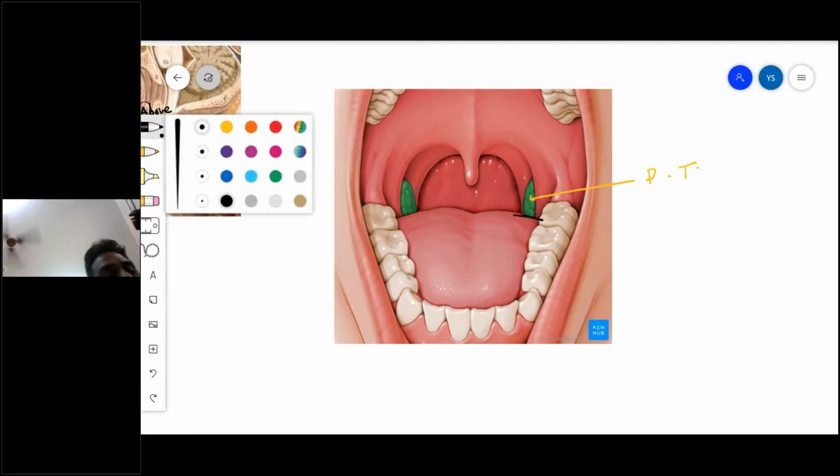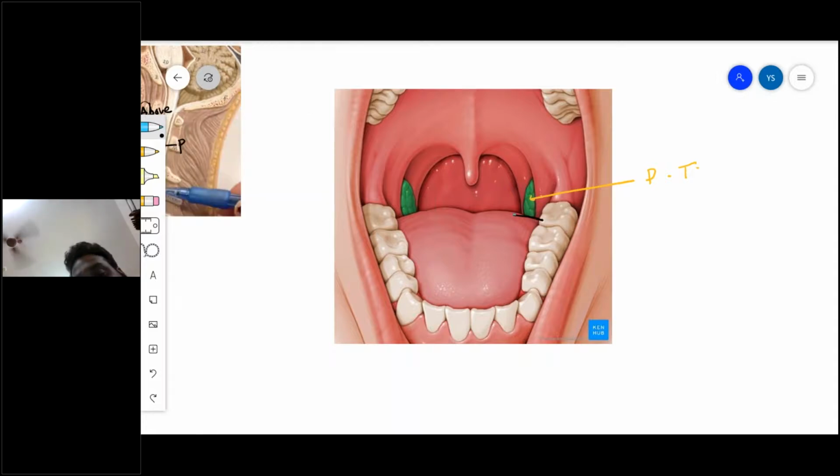Okay, I use blue color. This one is the base, whatever I'm showing. This is the one arch. For example, this one is the posterior arch, and this one is the other arch, the anterior arch, and this point is the apex. Now, tonsillar fossa is a triangular fossa.